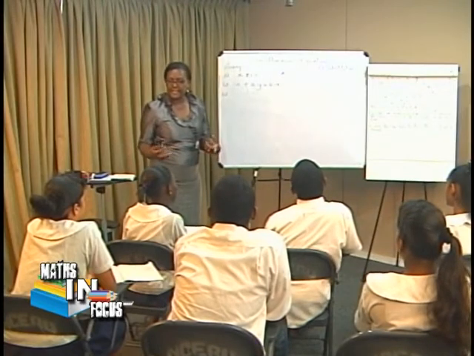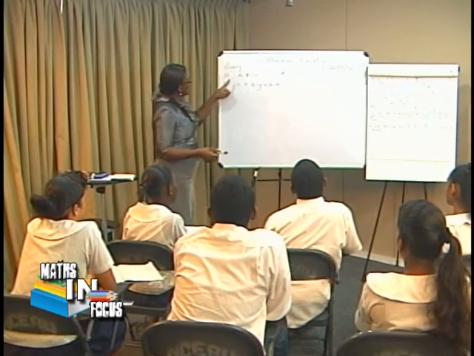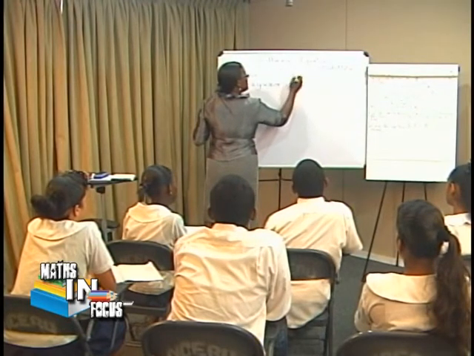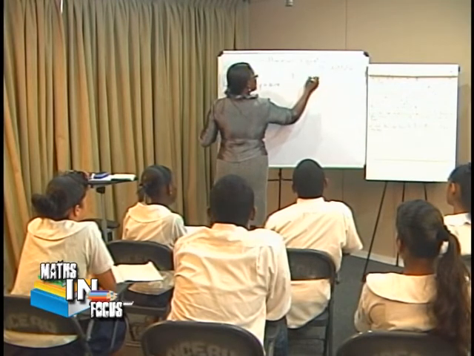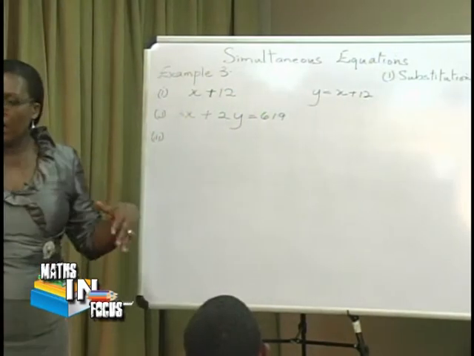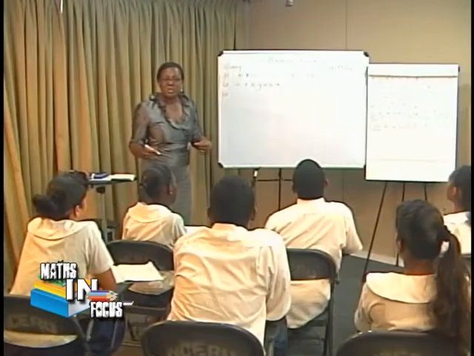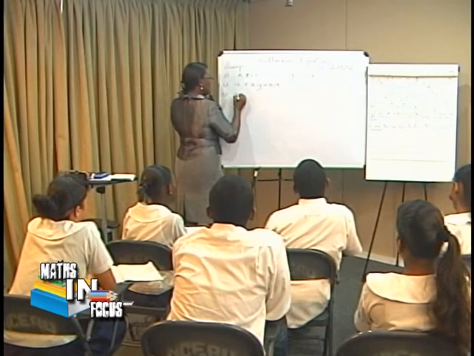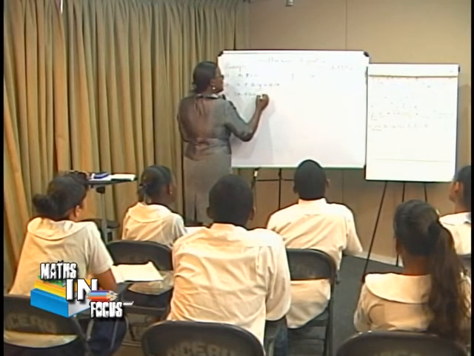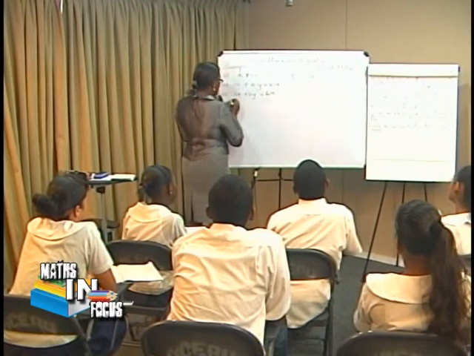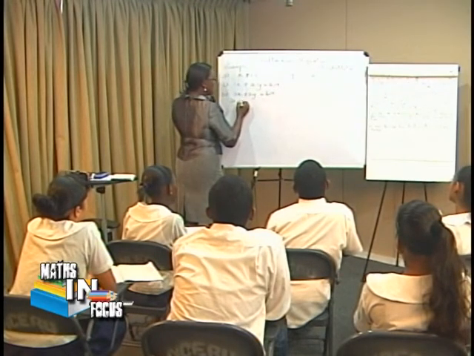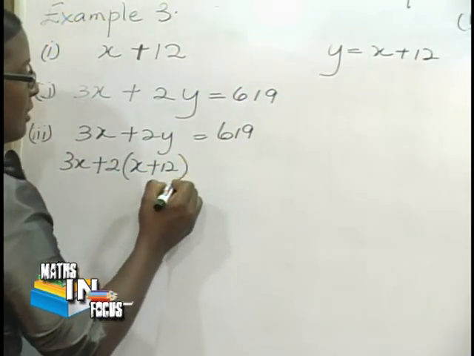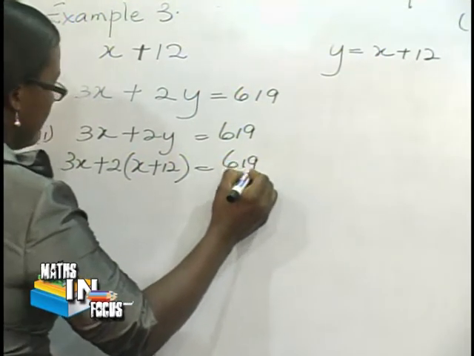We also know what that is. Okay? Now, when we look at this here, we can also say that Y, the racket, is equal to X plus 12. So we also know a value for Y. So we are going to substitute. So we're going to come here, write back our equation, 3x plus 2y equals 619. 3x plus 2, what is y? X plus 12 equals 619.